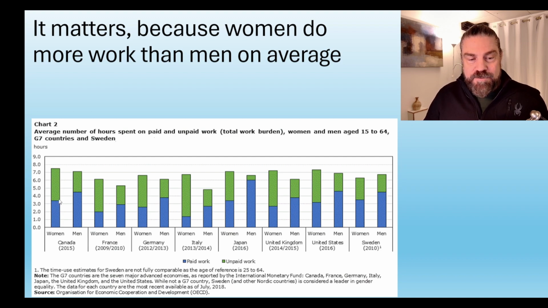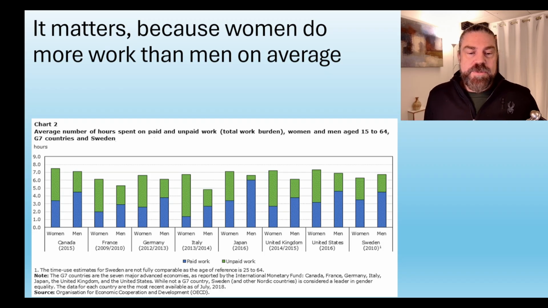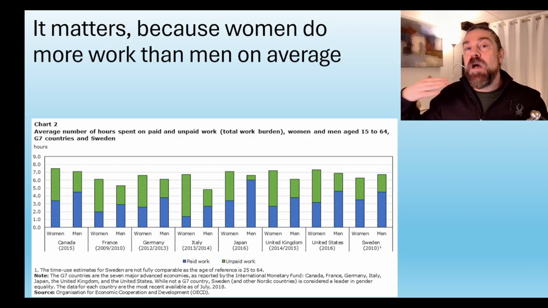And here's that unpaid portion, the green. You can see this green part of the bar is unpaid work done by women. Yes, women do much more unpaid work than men in Canada. And again, I can go over to the United States and you can see the same thing happening in the United States. So in both those countries, women do more work than men in total, and they do much more unpaid work.